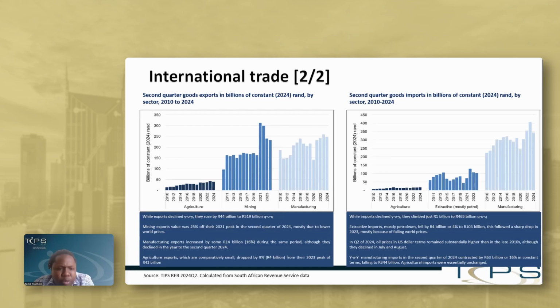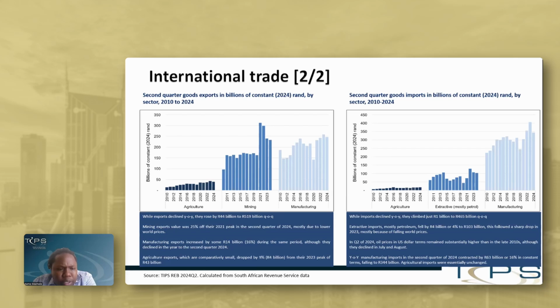And mining exports value was 25% of their 2021 peak in the second quarter of 2022, mostly due to lower world prices. Again, you see some of these issues that I've mentioned coming out in the presentation again here.